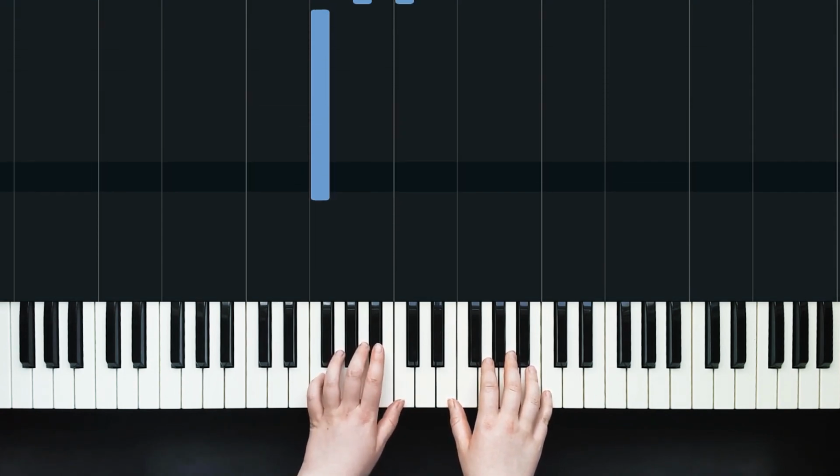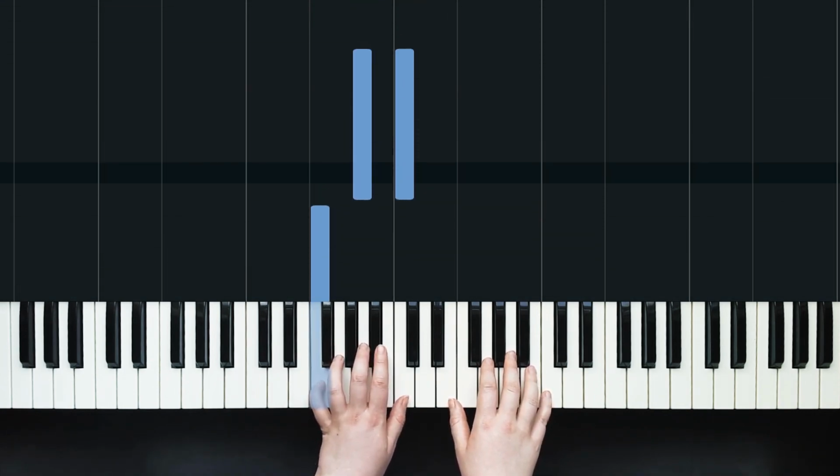Let's try it with the left. So we're going to hold down F, and then A and C.